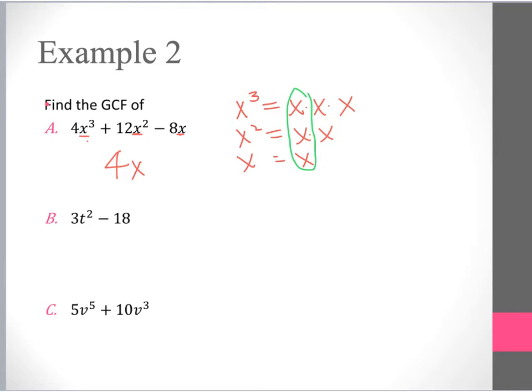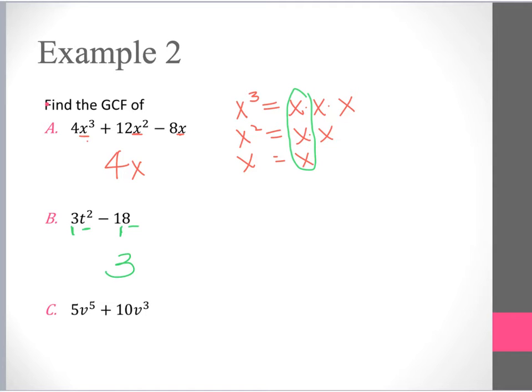Now, when we look at the greatest common factor for part B, I have 3t squared minus 18. The first thing I notice right off the bat is that I've got a t squared here, but no t term on the second term. So I'm not going to have a t in my final answer. In this case, I just have to concentrate on the numerical side of things. I need something that will go into both 3 and 18, and in this case, it's going to be the number 3. So for part B, 3 is the greatest common factor between 3t squared and 18.